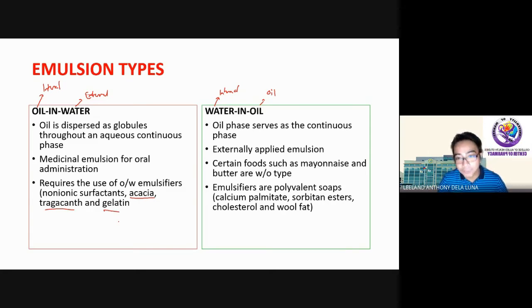Now, what about for water in oil? Normally, class, these are for externally applied emulsions like sunscreen. Certain foods such as mayonnaise and butter are water in oil type. Pero we don't use naman that for pharmaceutical reasons. Butter nga pala is also an emulsion, just so you know. It's a combination of oil and milk. That's butter. The emulsifiers kasi na ginagamit natin dyan would be yung mga soaps like calcium palmitate, sorbitans, cholesterol, or wool fat. So they can be used as emulsifiers for this.